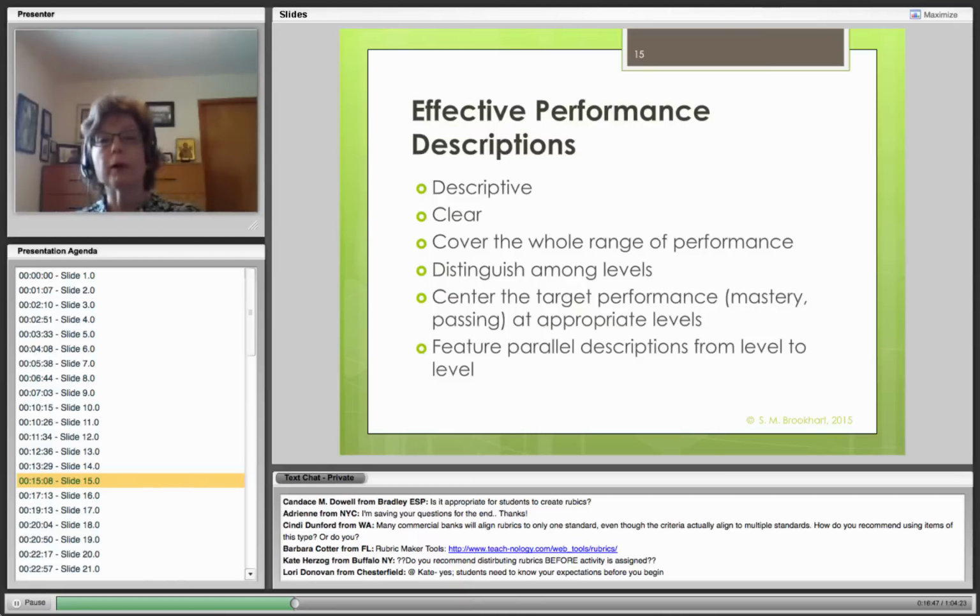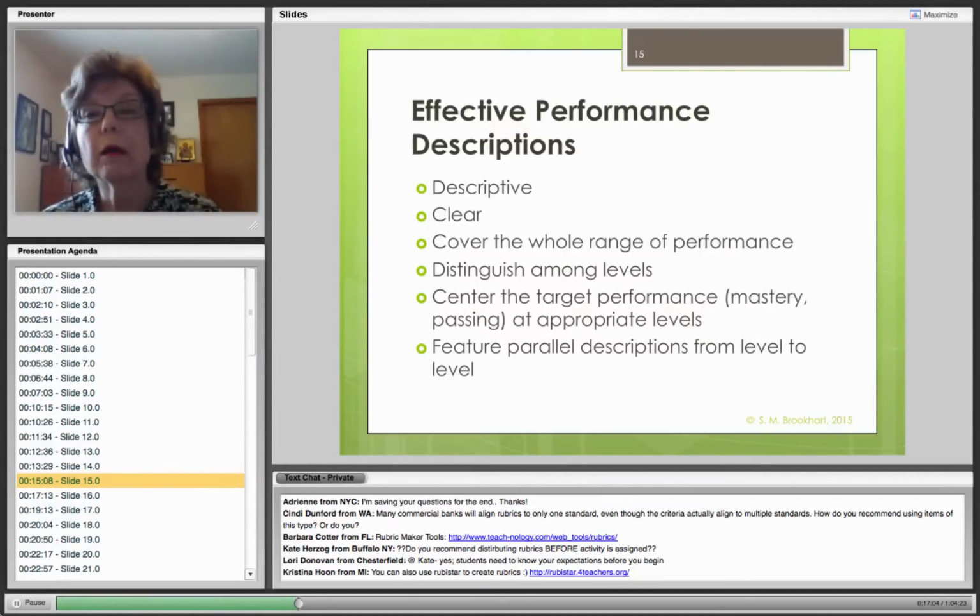And it needs to feature parallel descriptions from level to level. Whatever you talk about in one level needs to be talked about all along. So maybe the top level might be a complete and clear explanation, and the next level might be a clear or adequate explanation, and so on. But something about the explanation goes all the way across.